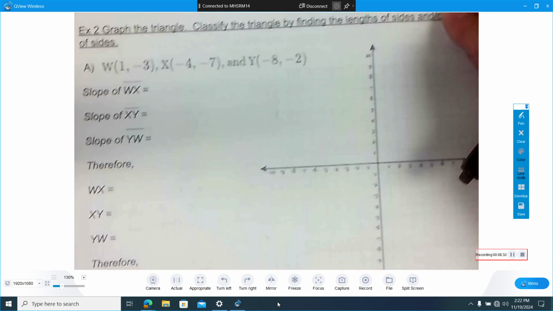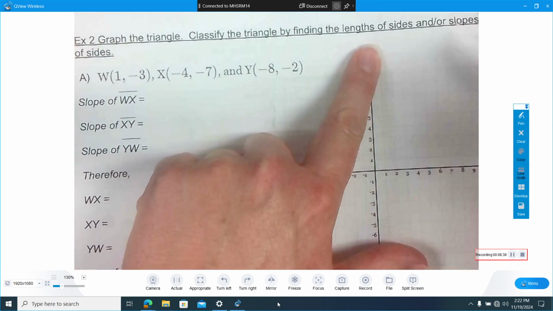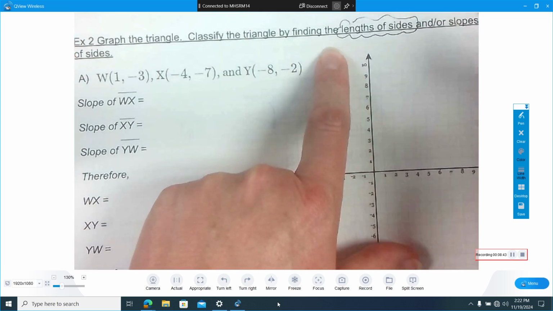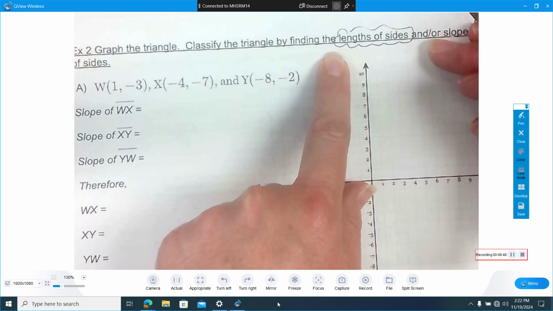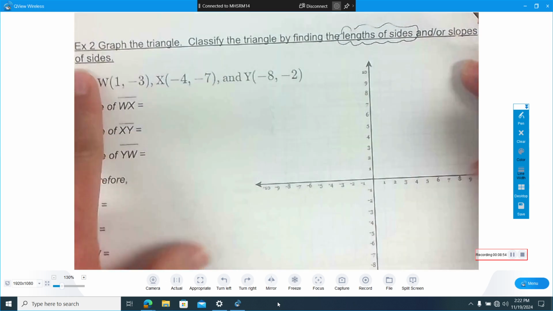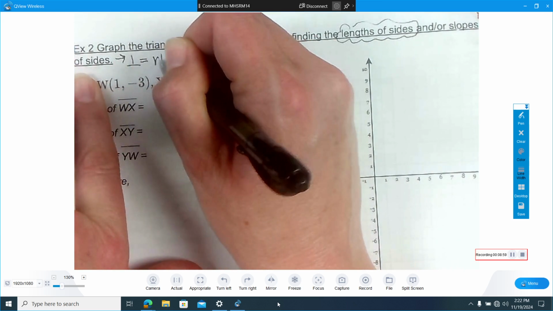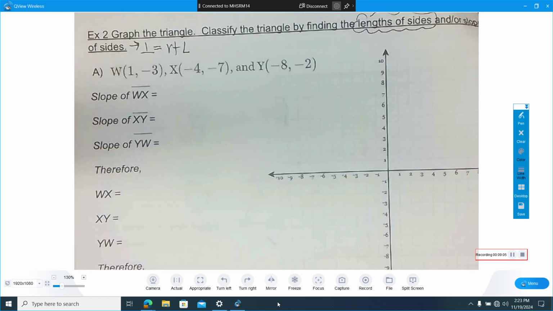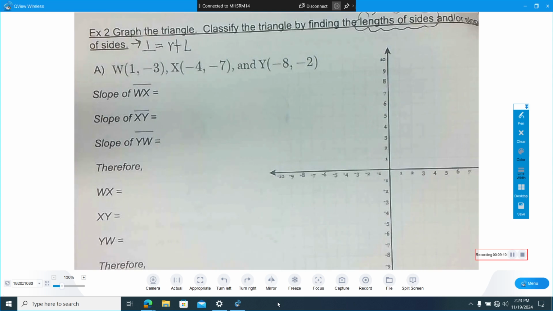All right, here we go. We are going to graph the triangle and classify it by finding the lengths of sides and or slopes. So today we can do a lot with the lengths. The lengths are going to tell us if we have a scalene, isosceles, or equilateral triangle. The slopes are going to tell us if we have perpendicular lines, which would mean we would have at least one right angle. So all we can prove today is that we have a right triangle or not, and whether or not it's scalene, isosceles, or equilateral.